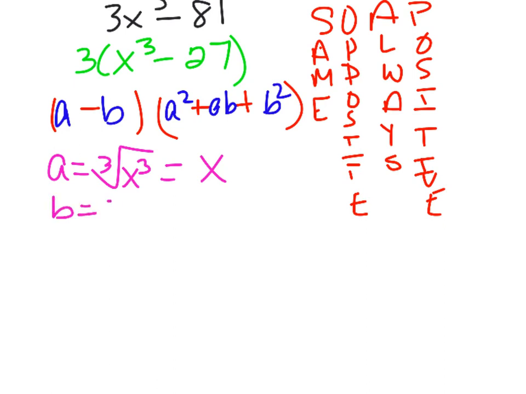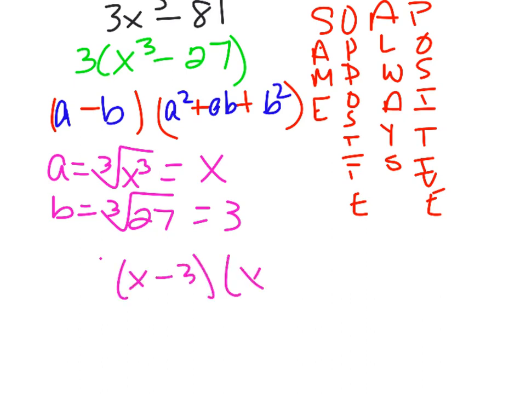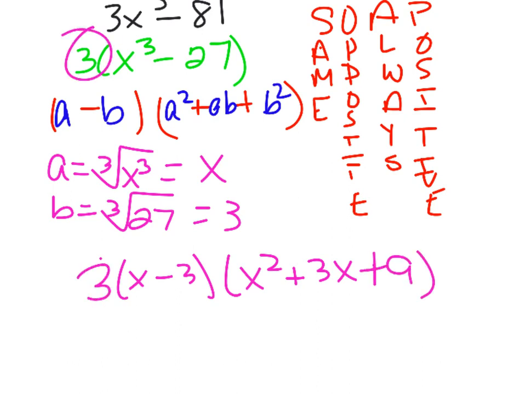And b is the cube root of 27, which will be 3. So it will be x minus 3 times x squared plus 3x plus 3x plus 9. 3 squared is 9. And don't forget you have a coefficient of 3, so you have to bring that down. All right, let's take a look at the last problem.